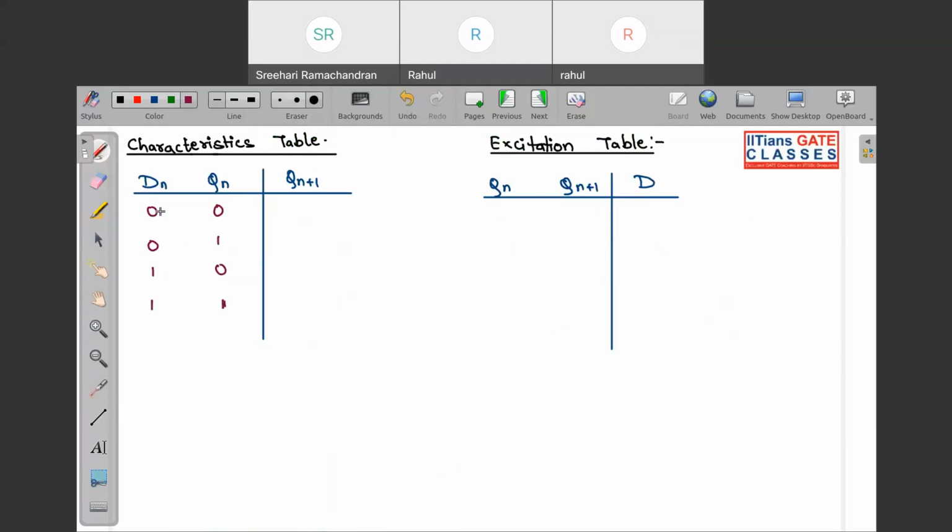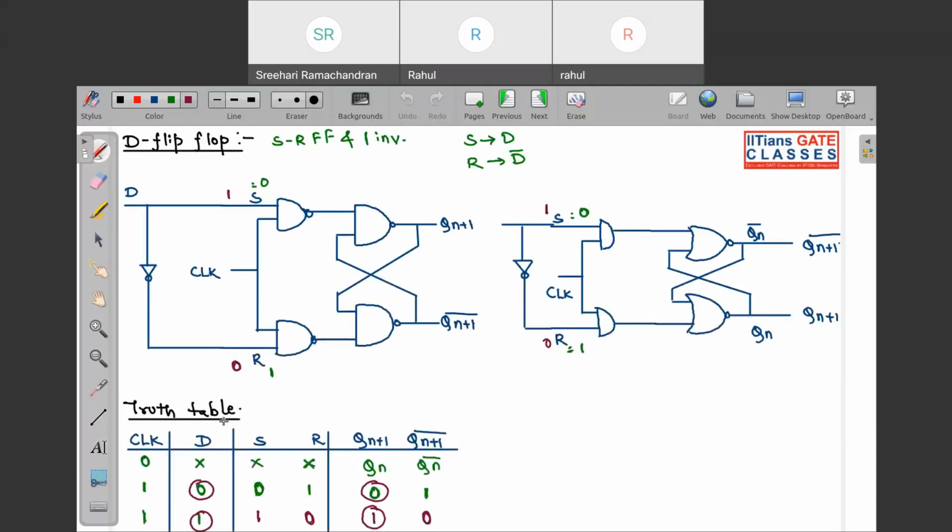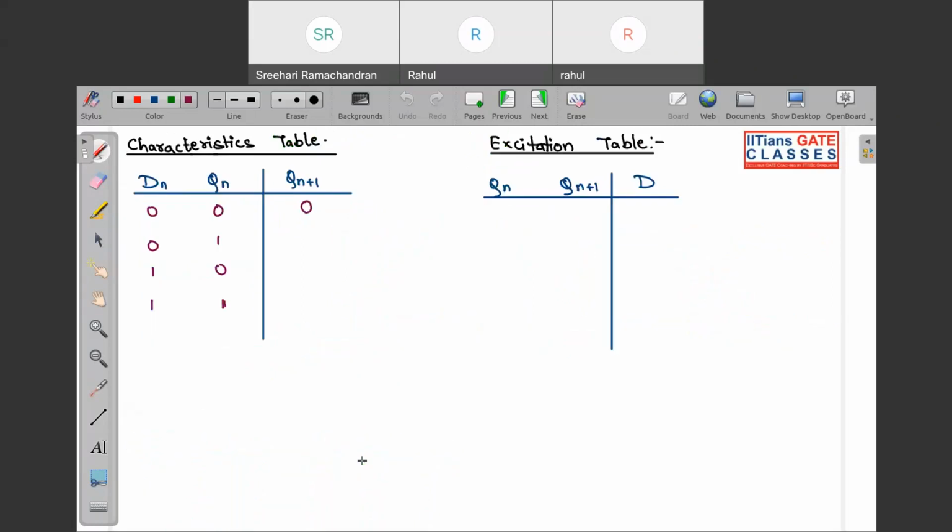So dn equal to 0 means what? That basically your output will be 0, because over here you can see it is not depending on any of the present state, except when clock is 0, at that time your present state is mattering in the next state, but in all the other places whatever is your D, same is your next state. So here dn means the input that I have applied in the present state, and qn plus 1 means the normal output that I am getting in the next state.